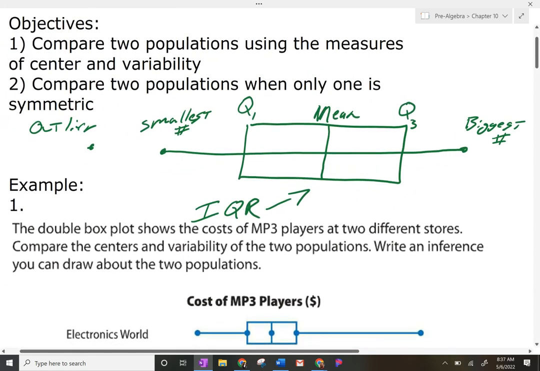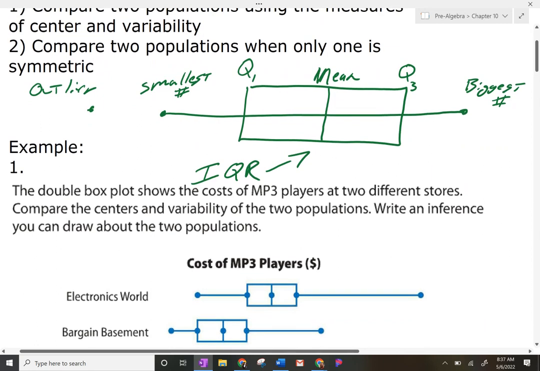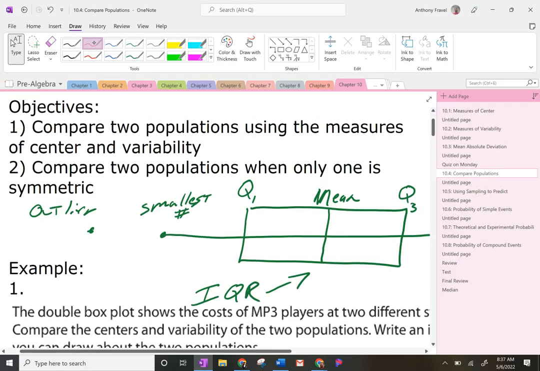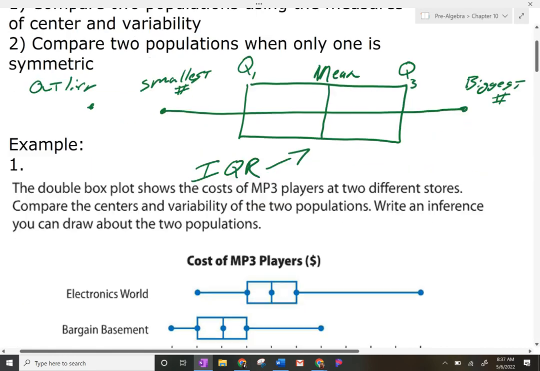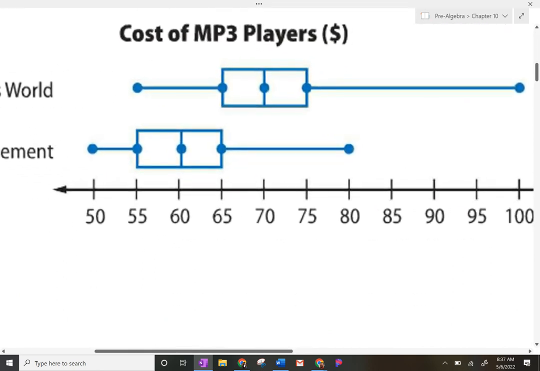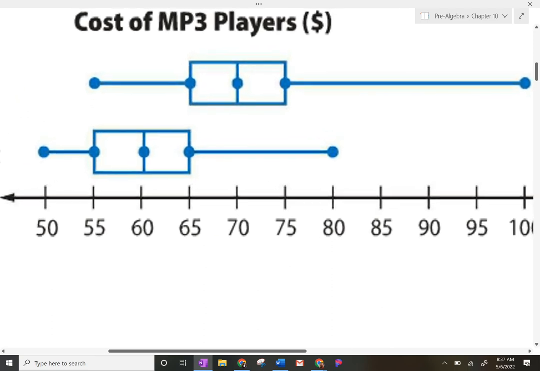All right, so again, there's my first part here. I'm going to zoom in on both of these. This is a double box plot, meaning I have two of the box and whiskers, talking about the cost of MP3 players at different stores. We're going to compare these two in a second, but I'm going to actually write the numbers onto this picture so we will have some context for each of them. So let me zoom in. I'm not going to worry about where they come from.